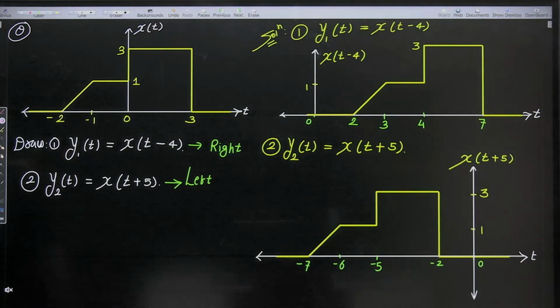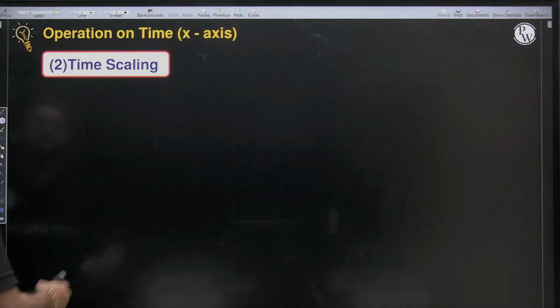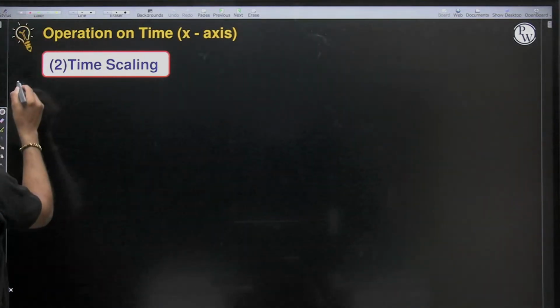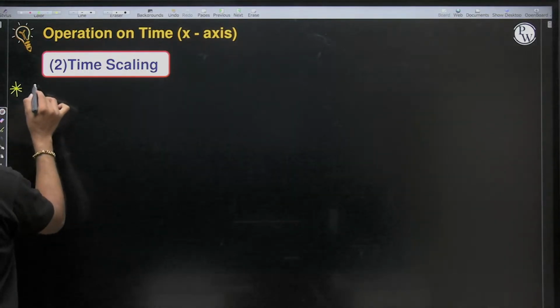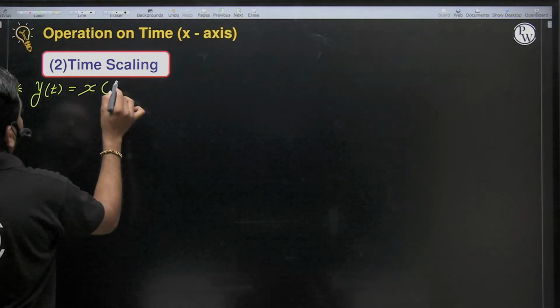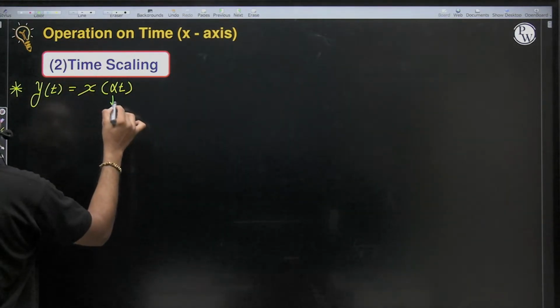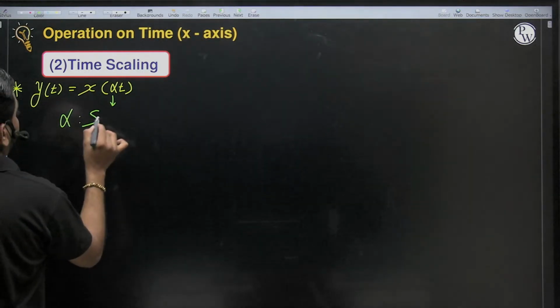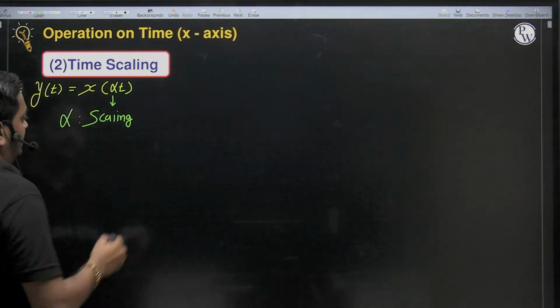Okay. Now this is your time shifting operation. Now the next operation is time scaling, guys. Time scaling operation means y of t is equal to x of alpha t. T becomes alpha t, where alpha is nothing but a scaling factor. It can be greater than 1, it can be less than 1, guys.